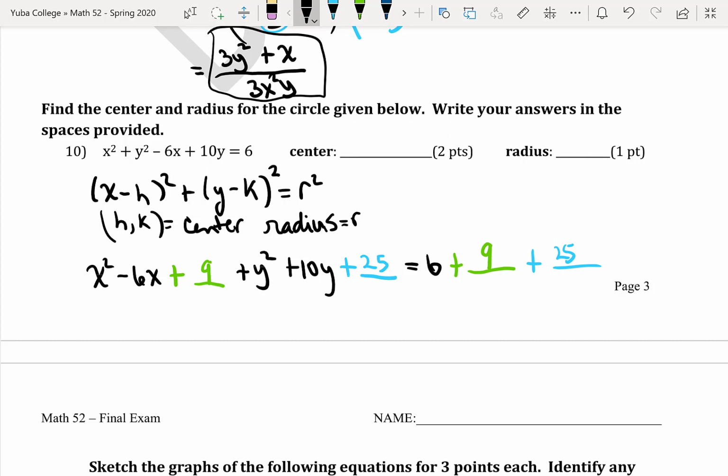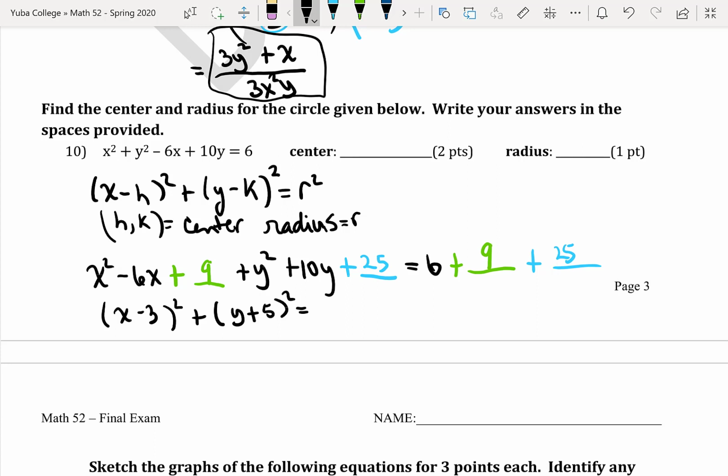Plus, and so we can factor y squared plus 10y plus 25 as y plus 5 quantity squared is all equal to 6 plus 9, that's 15, 15 plus 25, that's 40. And so it's now in the form that we should be able to tell what the radius is and what the center is.